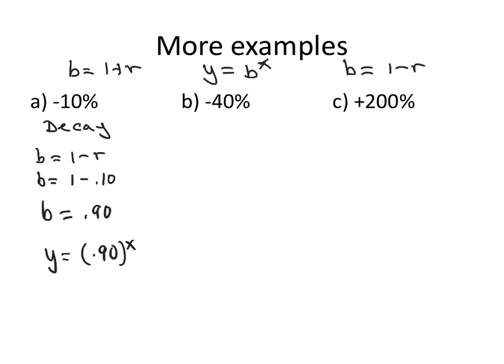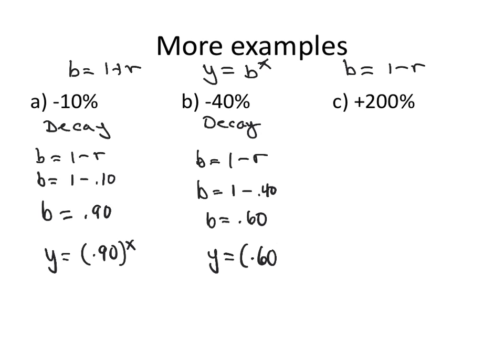And so over here, again, this is negative, so we're going to use our decay equation. So b equals 1 minus r. Convert that 40% to a decimal, so 1 minus 0.40, and that gives us a b value of 0.60, and y equals 0.60 to the power of x.